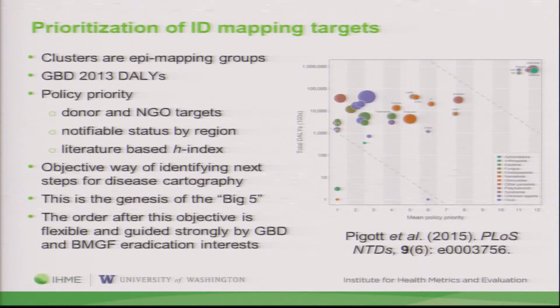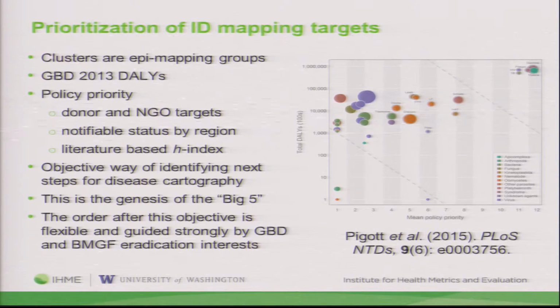So we took all of those 176 and plotted them. Well, we clustered them into logical groupings, so all flaviviruses together, for example. So you won't see 176 different circles on there. There are, I think, about 20 different clusters, of which there are different numbers indicated by the circle size, with burden, effectively DALYs, on the y-axis and mean policy priority on the x-axis, and I'll explain both of those in a minute.